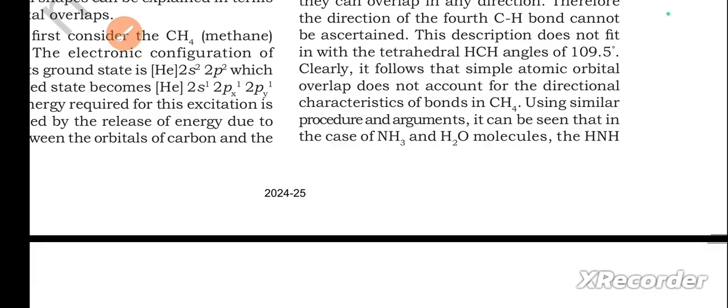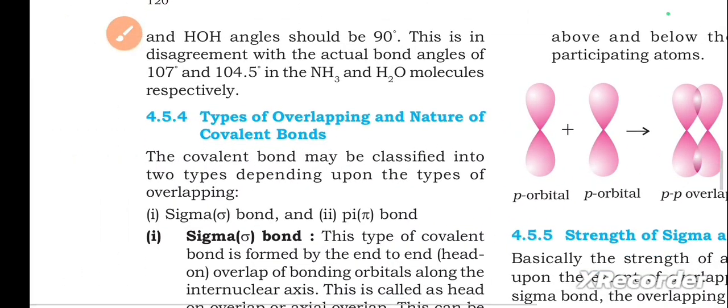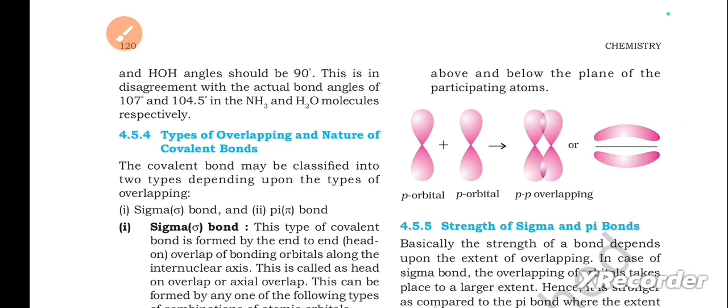Using similar procedure and arguments, it can be seen that in the case of NH3 and H2O molecules, the HNH and HOH angles should be 90 degrees. This is in disagreement with the actual bond angles of 107 degrees and 104.5 degrees in the NH3 and H2O molecules respectively. Next, types of overlapping and nature of covalent bonds.